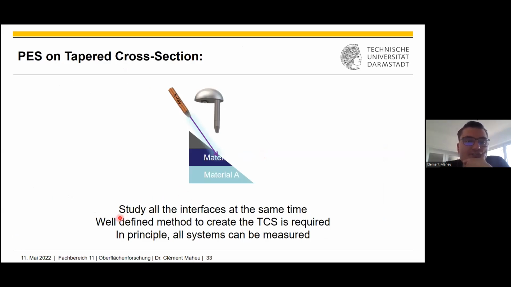So in comparison to the interface experiment, with the tapered cross-section you can study all the interfaces at the same time. You need a well-defined method to create your tapered cross-section, which is not easy. And in principle, you can measure every system that is prepared outside, that is prepared with spin coating, and so on.